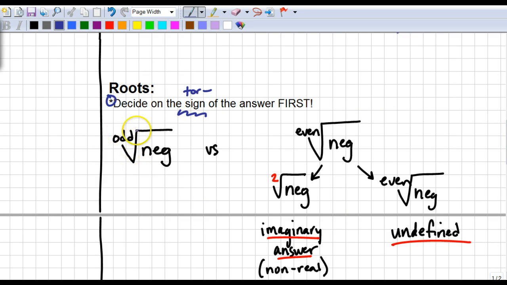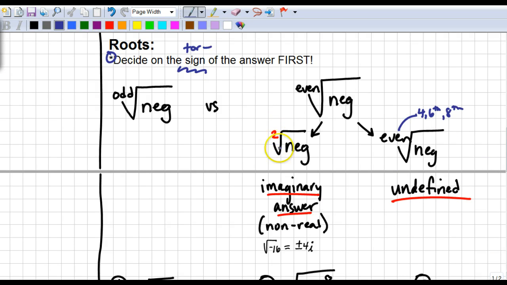When you have an odd root and you're taking the negative base, you're always going to be able to get an answer for those. Usually the answer will be negative. If you have an even root with a negative base, you can only find answers to square roots. Anything higher than that, like a 4th root or a 6th root or an 8th root, those are going to be undefined. And we'll do an example of why that is here momentarily.